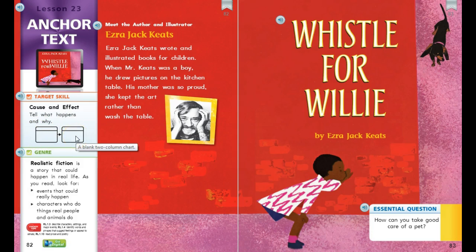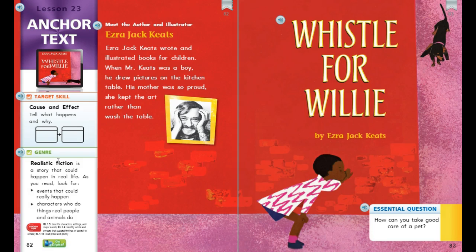All right, so we have this graphic organizer, the cause and effect, what happens, and why it happens. And we have the genre is realistic fiction. A realistic fiction story is a story that could happen in real life. The boy in Whistle for Willie is playing in his neighborhood and at home in different parts of the story. He seems like a real boy who was in real places, so I think this selection is realistic fiction.